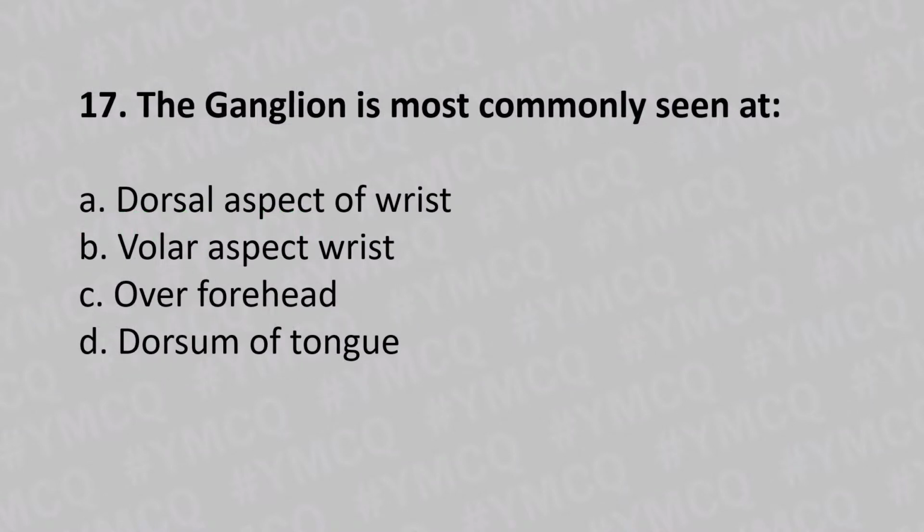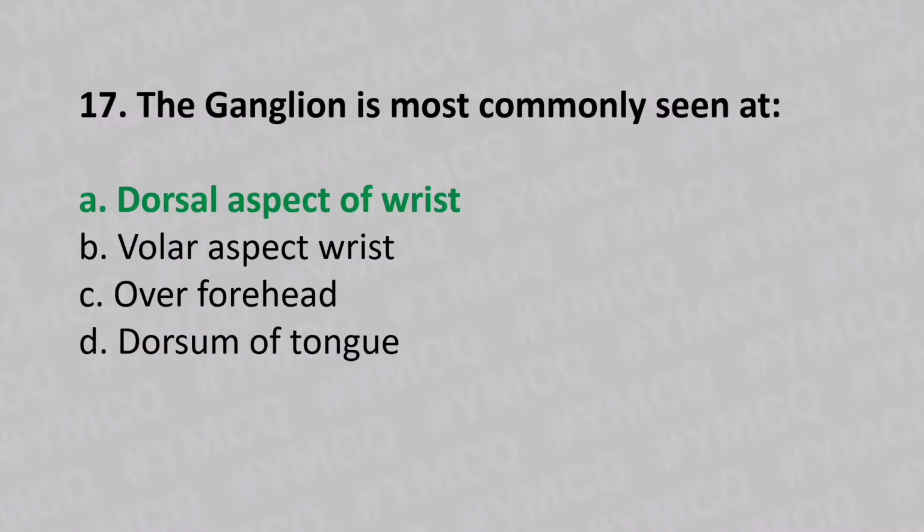Moving to our 17th question. The ganglion is most commonly seen at option A, dorsal aspect of the wrist. Option B, volar aspect of the wrist. Option C, over the forehead. Option D, dorsum of the tongue. And the answer is option A, dorsal aspect of the wrist.